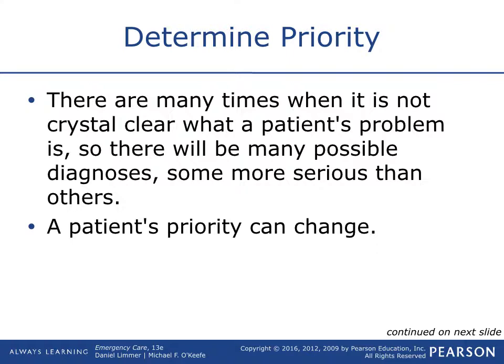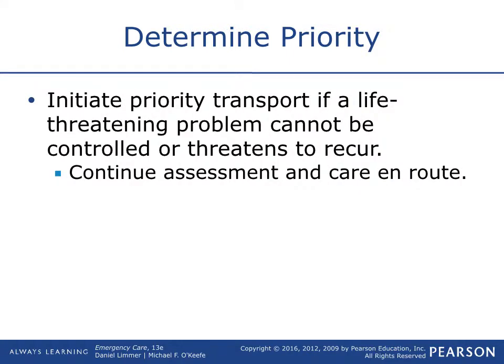So there are many times when it is not crystal clear. Boom. So the patient's priority will change. Initiate priority transport if life-threatening problems cannot be controlled or threaten to reoccur. You've got to figure out, okay, we've got to get this person on the road. We don't want to stay and play if it's going to cause the patient danger, but we also don't want to load and go if it's going to cause patient danger. So it's a very methodical process to do an assessment and decide what the best situation would be.